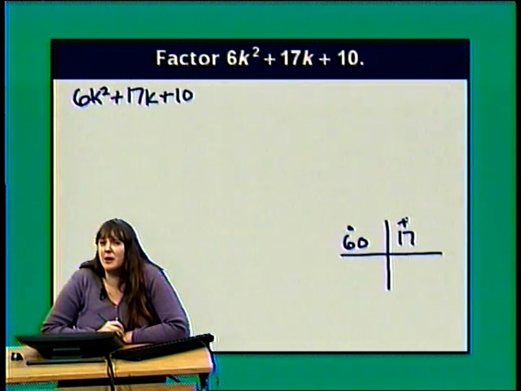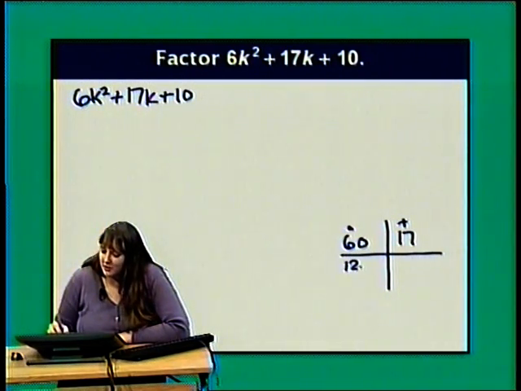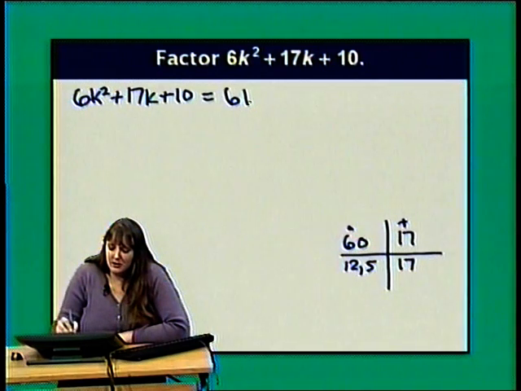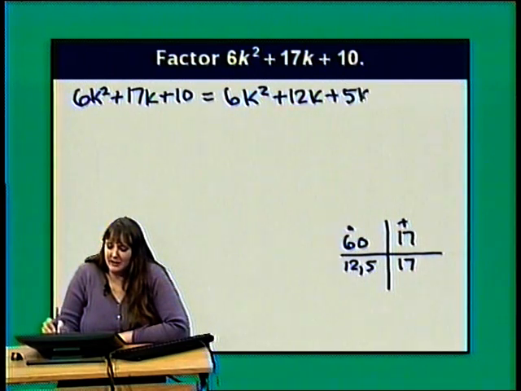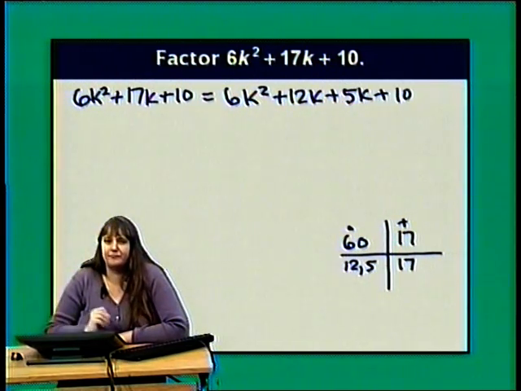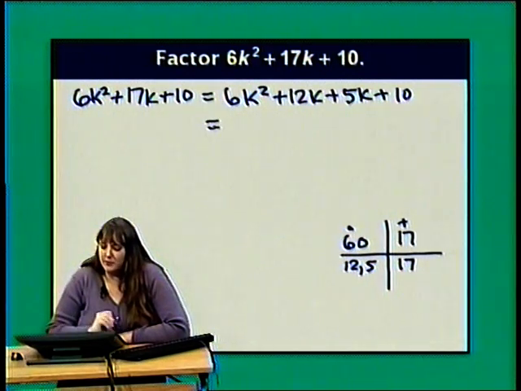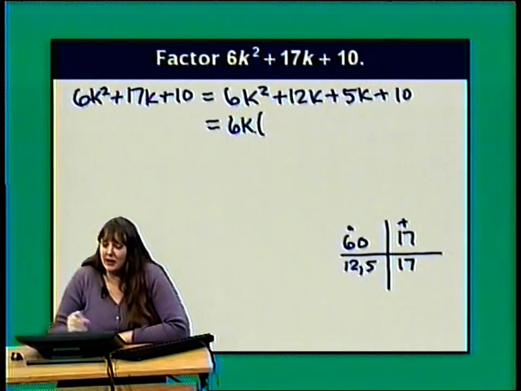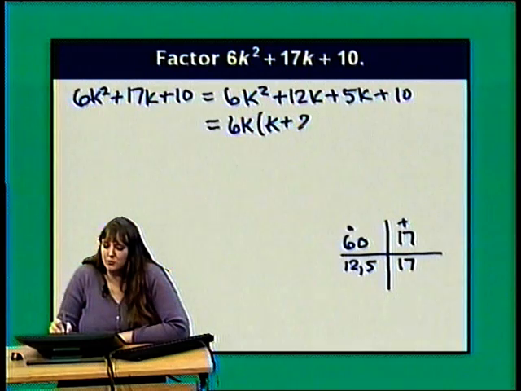Can I think of two numbers that when I multiply them together, I get positive 60, and when I add them together, I get 17? Well, again, if I think of my multiplication tables, 12 times 5 is 60, and 12 plus 5 is 17. So I'm going to break up 17k as 12k plus 5k. So we have 6k squared plus 12k plus 5k, that's my 17k, plus 10. Now I'm going to factor by grouping. The first two terms, 6k squared and 12k, have 6k in common. When I factor that out, I leave behind k plus 2.